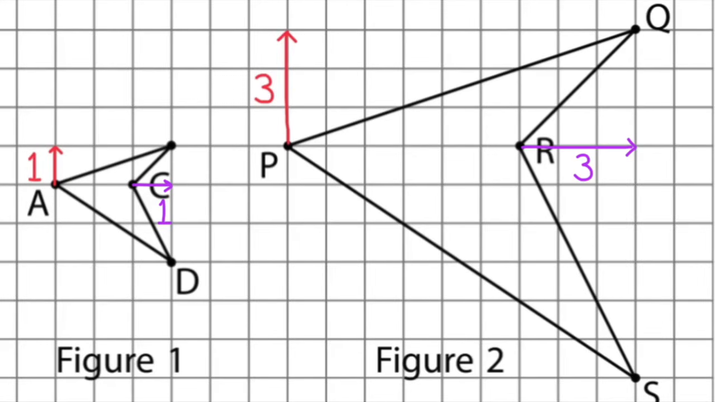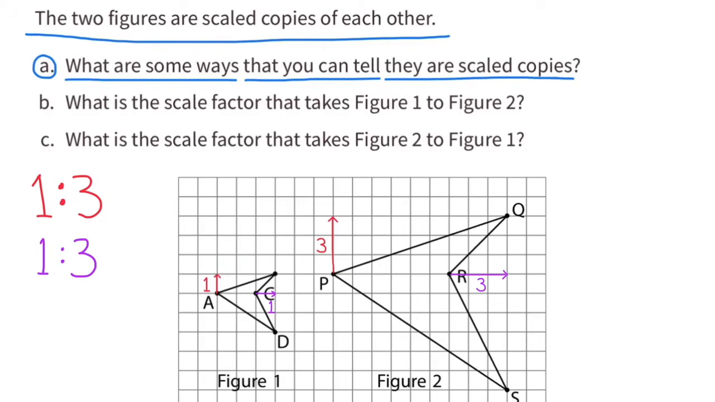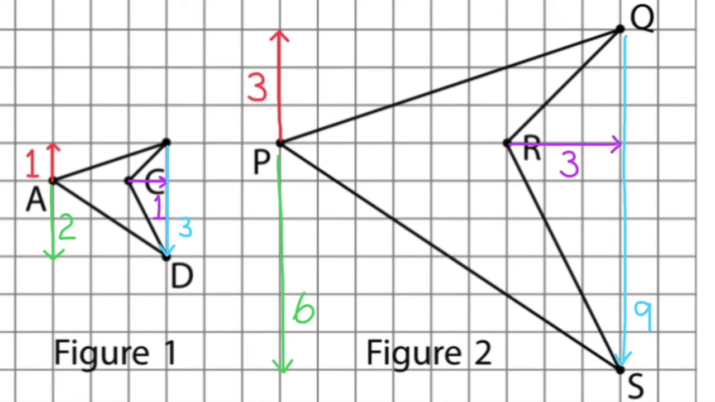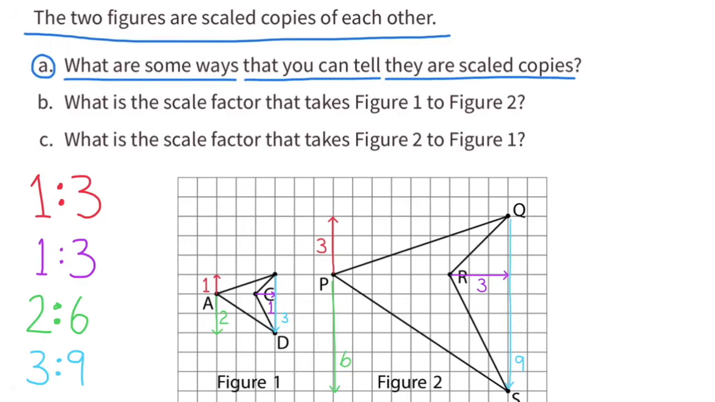Angles C and R are also corresponding angles, and the line I've drawn next to angle C is 1 unit, and the line that I've drawn next to angle R is 3 units. That's also a ratio of 1 to 3 units. You can see I've drawn a few more lines. One is 2 units long compared to 6 units long, and another is 3 units long compared to 9 units long. Their ratios are 2 to 6 and 3 to 9. These measurements all prove that all the lines on figure 2 are exactly 3 times longer than the lines on figure 1. And that proves that they are scaled copies.